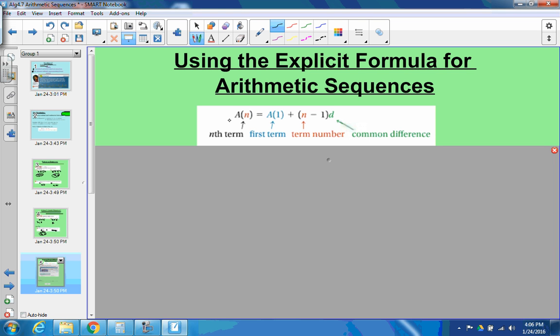This is in function notation. So the function a of n, where n is the nth term. If we're looking for the 100th term, we'd put 100 there. It's equal to a sub 1, the first term, whatever the first number is. The n, we plug in which number we're looking for. So if we're looking for the 100th term, that would be 100.